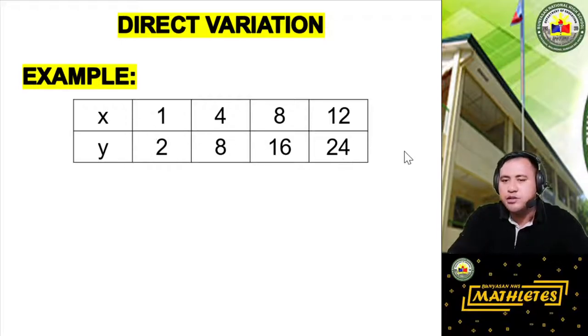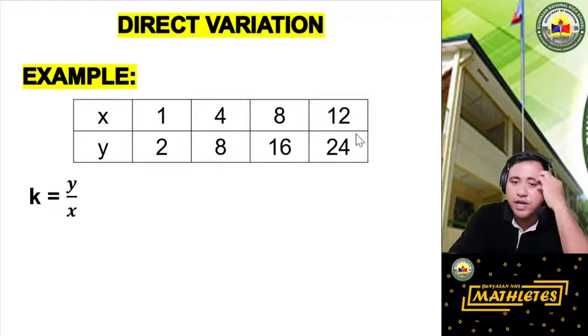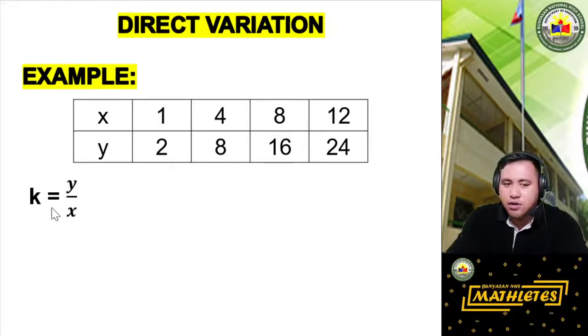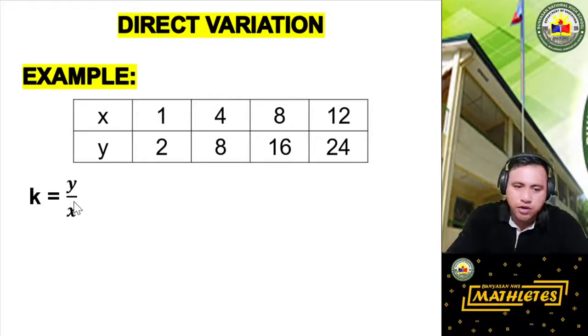As I've said, in order to determine whether this table of values describes a direct variation, you are going to get the constant. So, first, this is the direct variation. Let's find out if the constant, or the quotient of this pair of numbers, is the same. The quotient of x and y should be the same. So we will get k is equal to y over x.